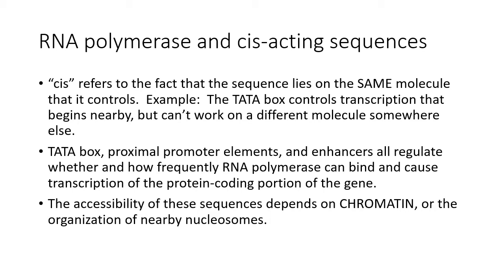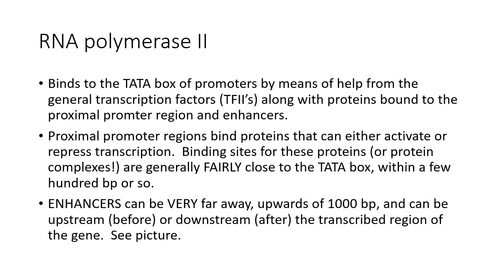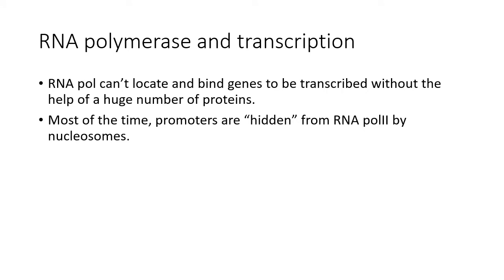Okay, importantly, we realize we've got to get a lot of proteins there, but we've got to deal with the nucleosomes in the process. So the accessibility of these sequences depends greatly on the configuration of the actual chromatin and the organization of nearby nucleosomes. So we're going to need to be able to get all these proteins there, but we sometimes have the problem that the nucleosome is in the way. So it's very important to get the nucleosome out of the way to get transcription to occur. We can't bind if there's proteins in the way. Most of the time, promoters are hidden from RNA polymerase II by nucleosomes.